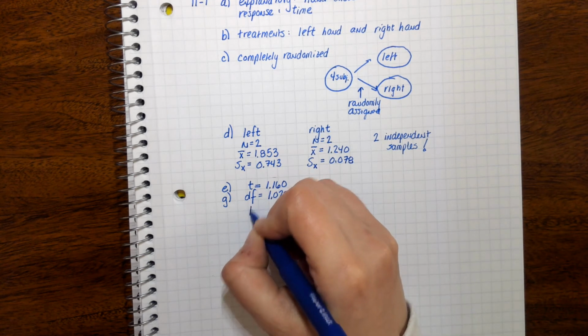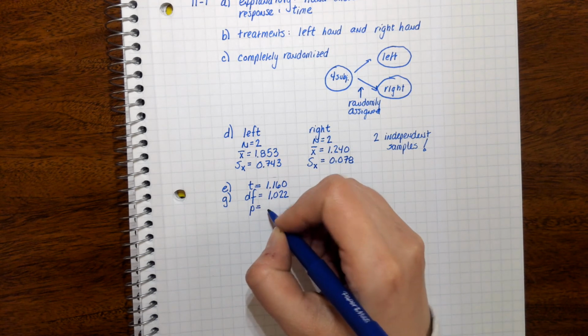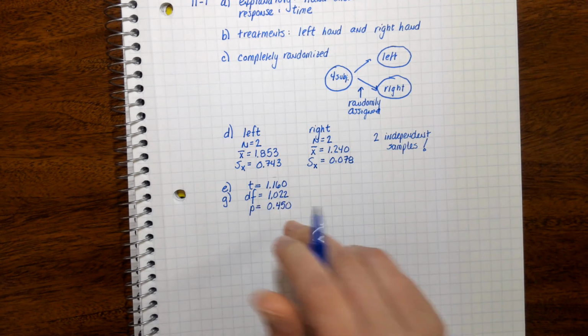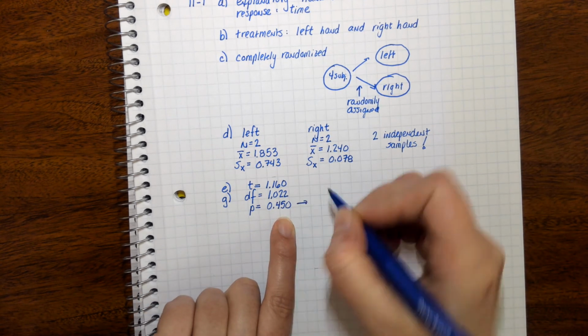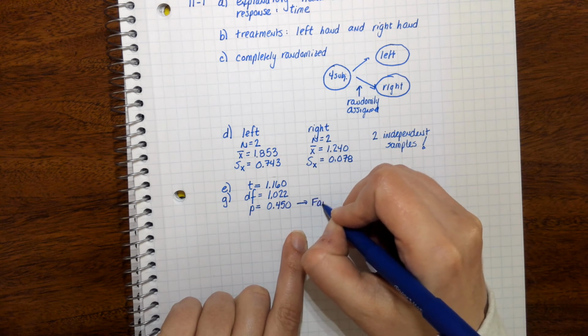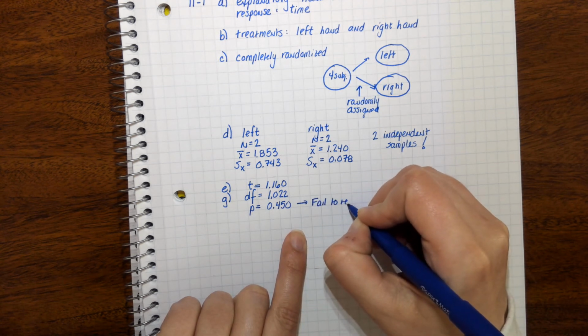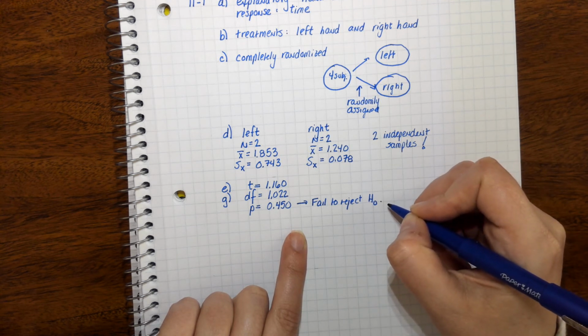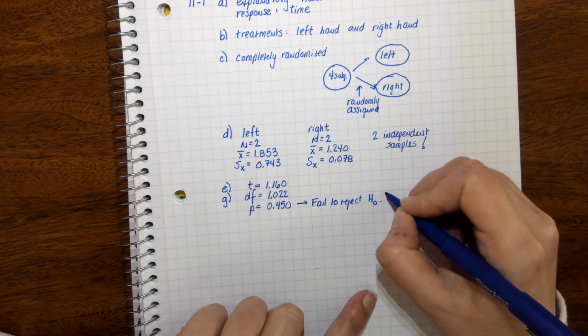And then our p-value was 0.450. This is a very big p-value, which would lead us to believe that we would fail to reject the null hypothesis and conclude that there is no difference.